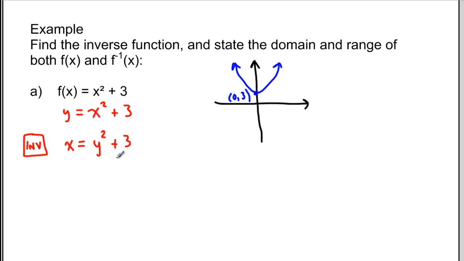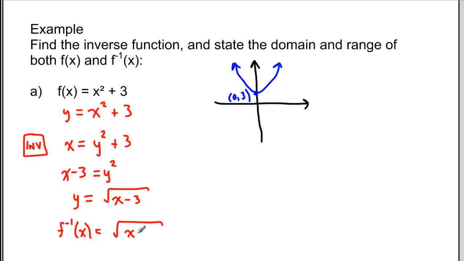Step 3 is to solve for y. So to solve for y here, I'm going to move the 3 over to the other side. So x minus 3 equals y squared. And then to get rid of the squared, we square root both sides. So I'm going to end up with y equals the square root of x minus 3. And last but not least, this y I need to change into the inverse function notation. So f to the exponent negative 1, but we read it as f inverse of x equals the square root of x minus 3.